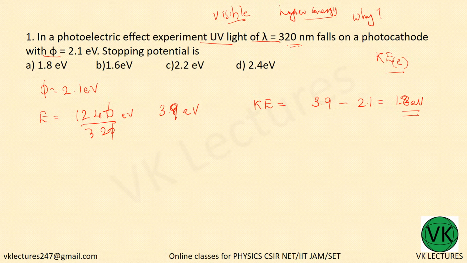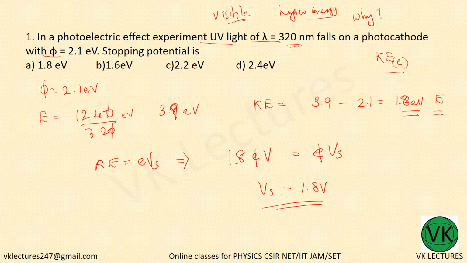Now this much is the kinetic energy, this much 1.8 electron volt. Now stopping potential. Stopping potential: kinetic energy is equal to e times Vs. So we already know what the kinetic energy is. Kinetic energy is equal to 1.8 electron volt, which is equal to e times Vs. So the electron charge e gets cancelled, so Vs is equal to 1.8 volt. Stopping potential is 1.8.